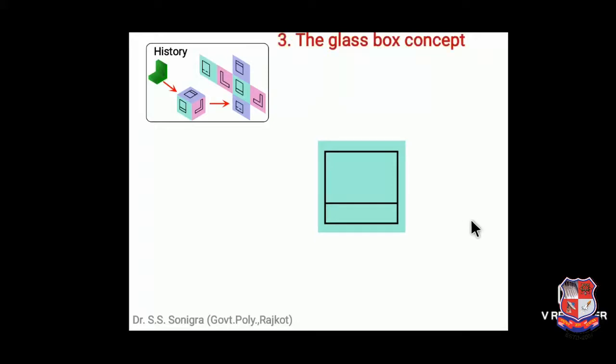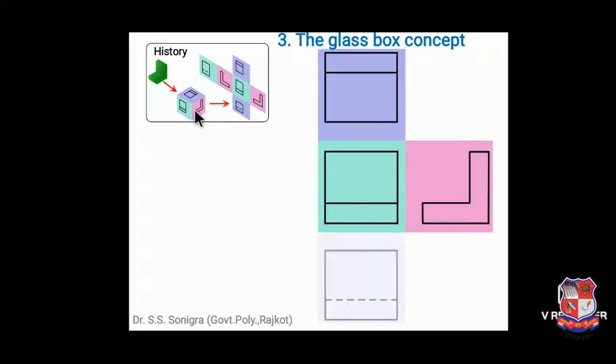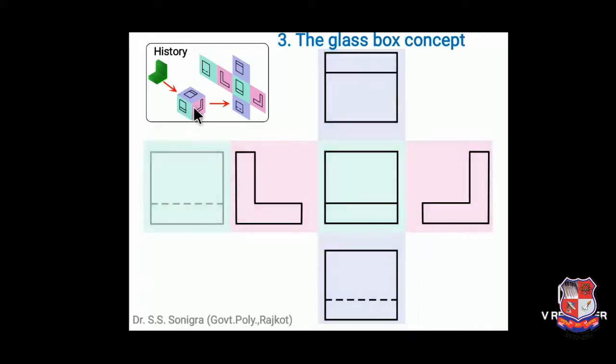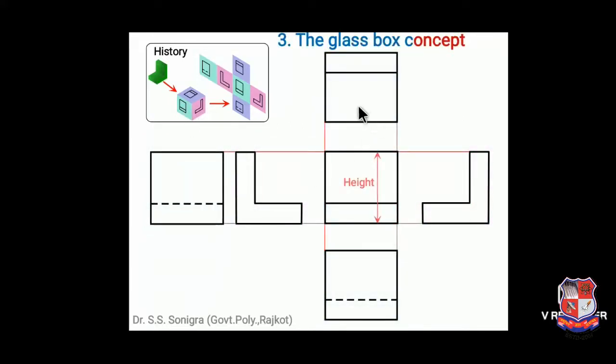Another glass box concept for this object. This is an object, this one. So open this right side, left side, top side, bottom side, and this is rear side. Rear means if we are looking from back side, the object will appear like this. Height will remain same in front view, two side views and rear view, and width will be same in front view, top view and bottom view. Similarly, depth of this top view and bottom view will be width of these two side views. That will remain same in any object.